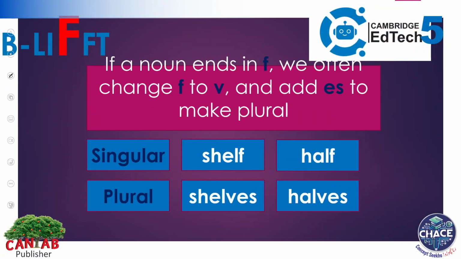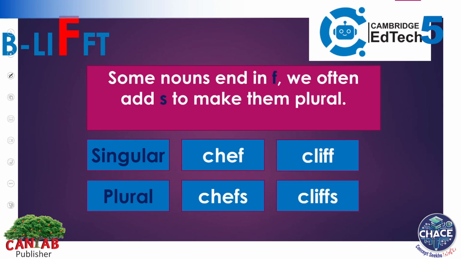Now in case of f and fe, we replace it with ves. For example, shelf. We have replaced f with ves. And at half, we have replaced f with ves. Got it? Now let's go for yet another example.